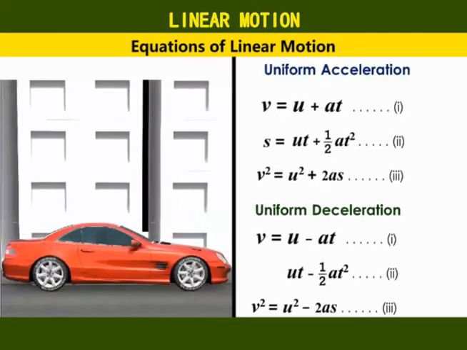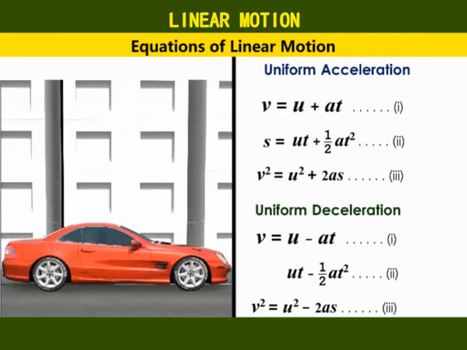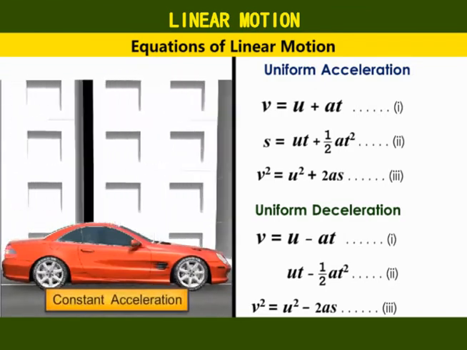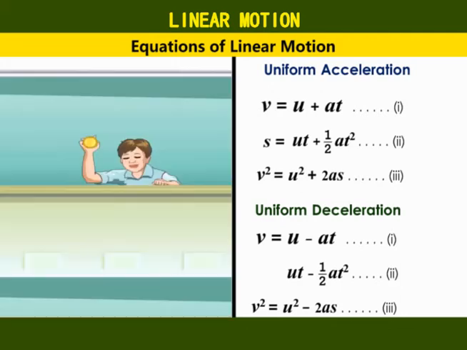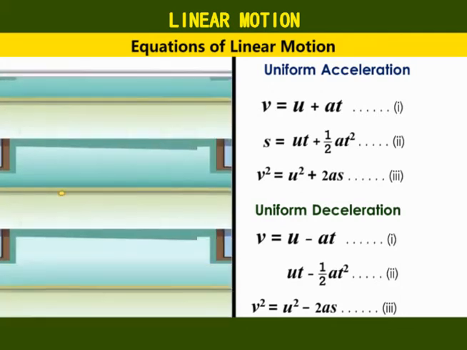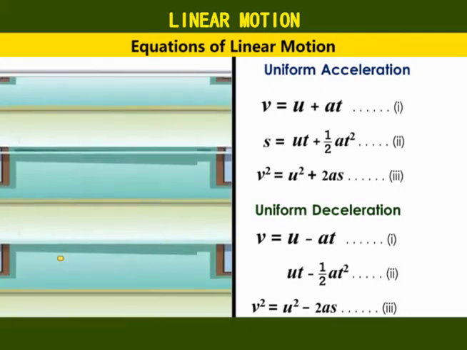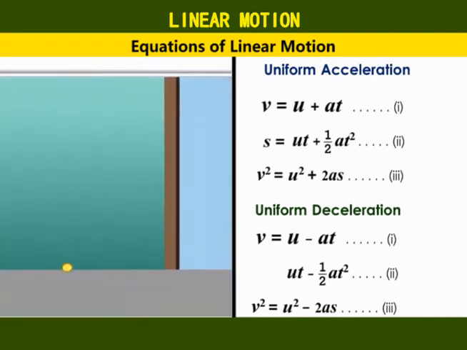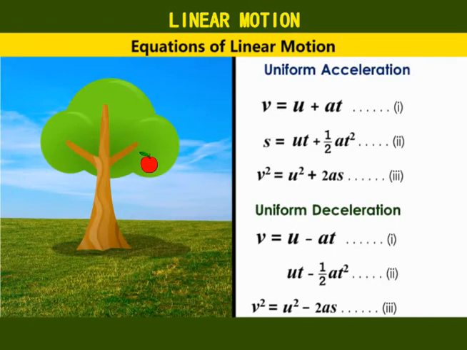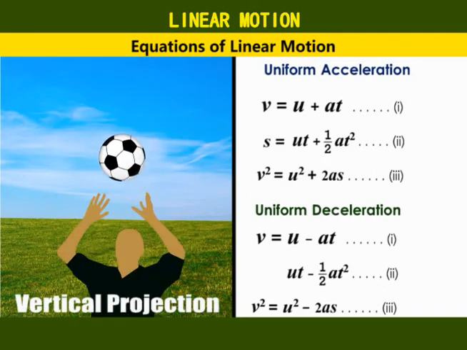Now, these three equations apply for bodies moving horizontally. But this is not the only kind of linear motion. A body moving vertically up or falling freely towards the ground also exhibits linear motion. This is called motion under gravity. We can examine objects that are in free fall, which means they are dropped down from a standstill. Or we can look at objects that have an initial upward velocity, called vertical projection.